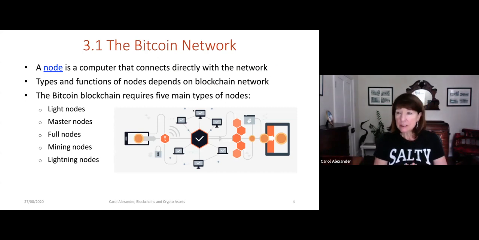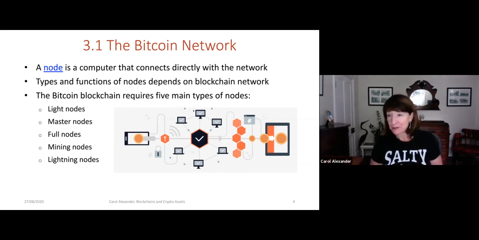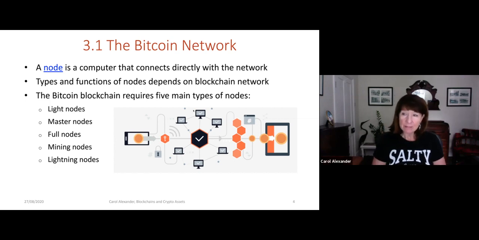So a node is any computer that connects directly with the network, and different blockchains have different nodes. In the Bitcoin blockchain, there are basically 5 main types of nodes: light nodes, master nodes, full nodes, mining nodes, and lightning nodes. And if you want to learn more about them, this link will take you to a good article.